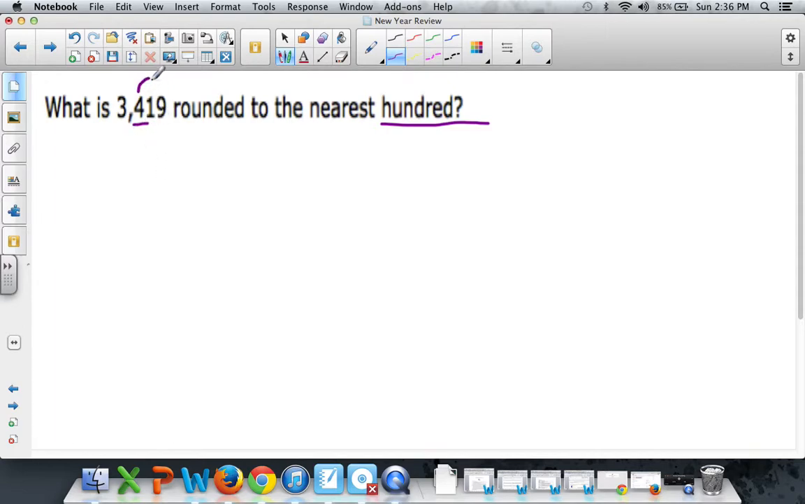Step 2 is always look to the right. That's a 1. Is that bigger than 5? Is it 5 or bigger? No, it's not. So you're going to let the number rest. That 4 stays the same. Everything to the left of it stays the same too. Everything to the right turns to zeros. Booyah! Booyaka!